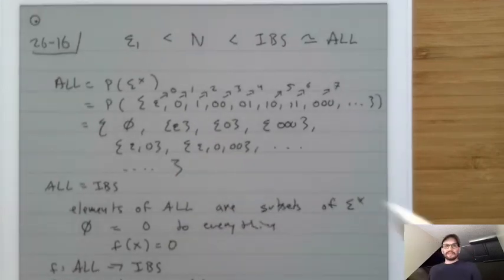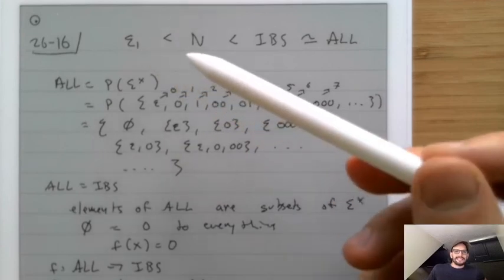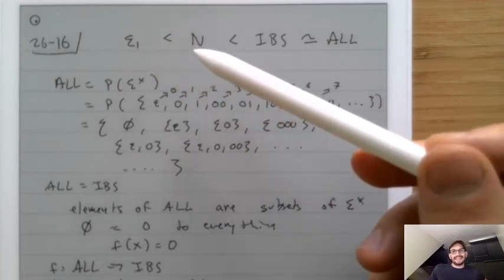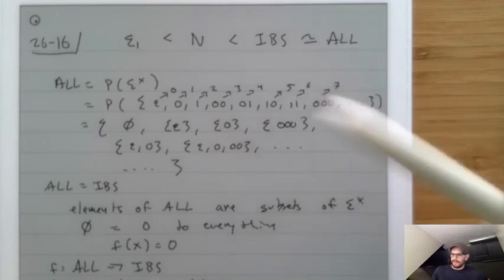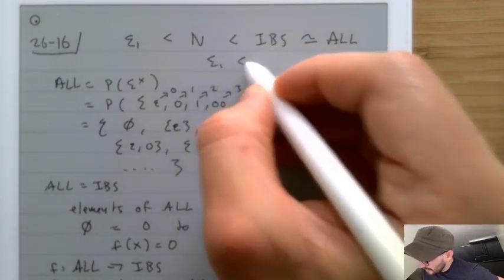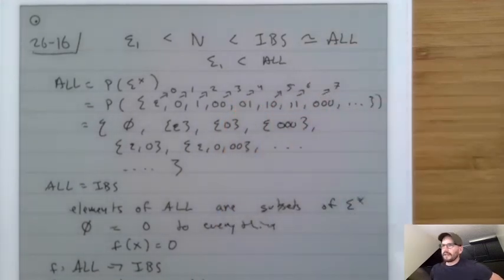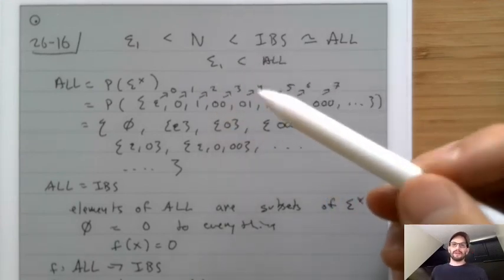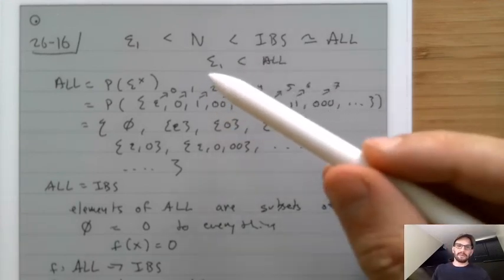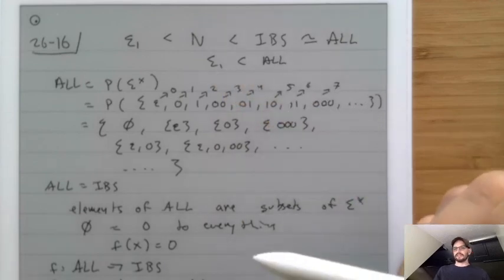So what that means is that since sigma 1 is the same size as n, and n is definitely smaller than IBS, but IBS is the same size as all, therefore sigma 1 is smaller than all. And if sigma 1 is smaller than all, then that means that there are an infinite number of things that are not possible to program. Because remember, sigma 1 is all the things that we could even conceivably write down a program for. And that is infinitely smaller than all of the possible strings.